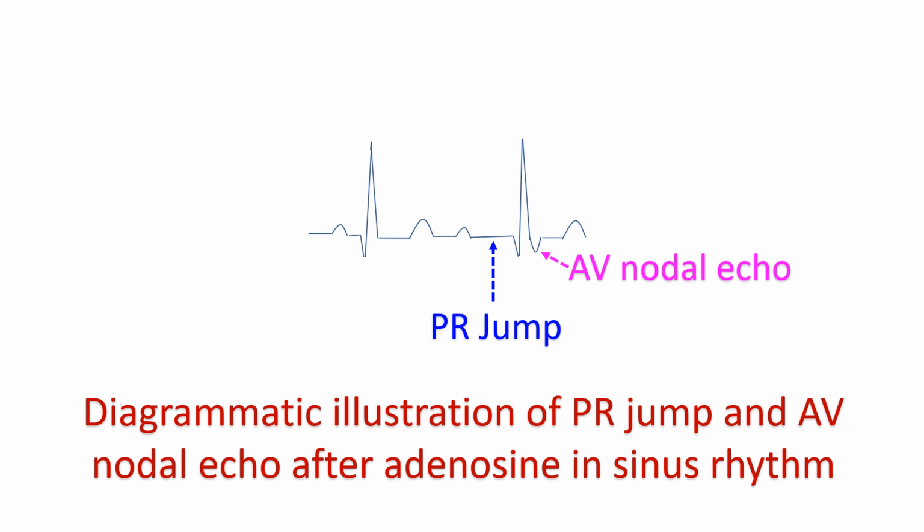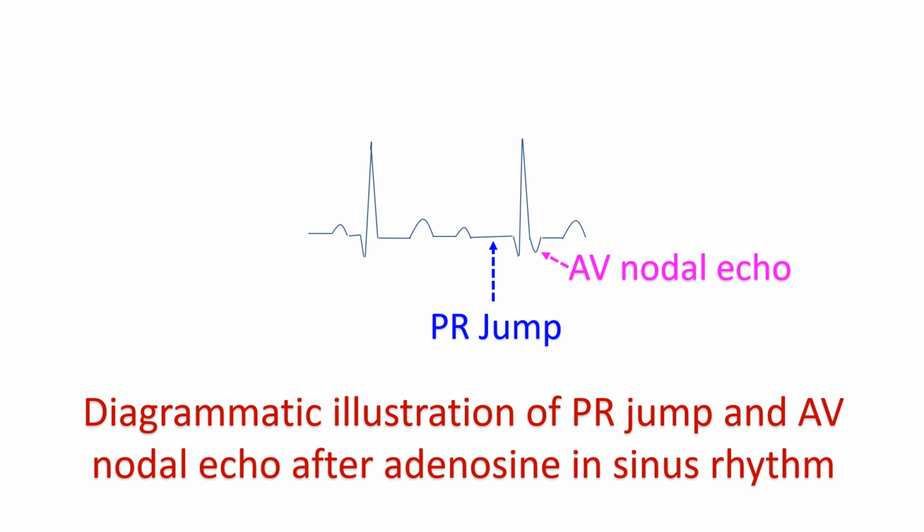PR jump can also be induced by adenosine during sinus rhythm. In this case, PR jump is defined as sudden increase in PR interval by 50 milliseconds or more between two consecutive sinus beats. AV nodal echo is defined as a retrograde P wave at the end of the QRS complex, as seen in the case of atrial ectopic in the previous ECG. Echo beat can also be followed by AVNRT, similar to what occurred after an atrial ectopic beat in the previous case. Thus, adenosine is useful in demonstrating the presence of dual AV nodal physiology from surface ECG, which would indicate that the clinical tachycardia is AVNRT rather than AVRT.